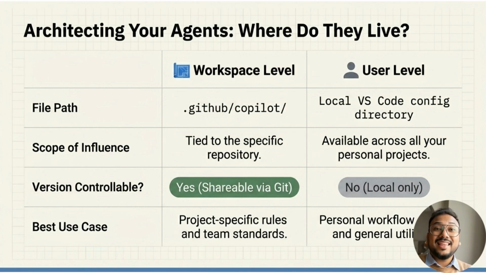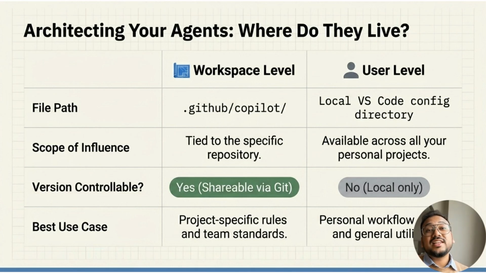When you select this, on the next step, VS Code will ask where to save the agent. You have two main choices. You can save it at the workspace level, meaning the agent will only be available for the current project. This is perfect for repo specific tasks and the file will be placed in a .github/copilot folder. This ties the agent directly to the repository, meaning it's only active when that project is open. You can commit this file to Git so your entire engineering team shares the same agent.